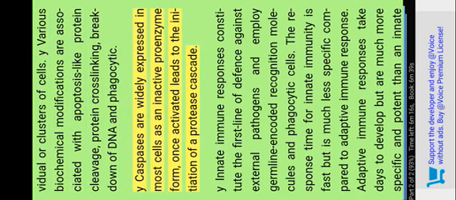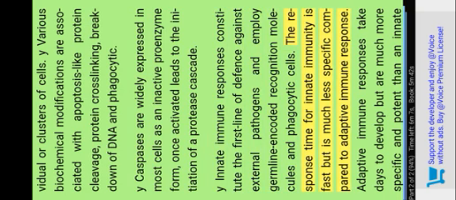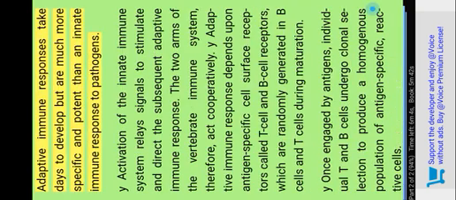Why caspases are widely expressed in most cells as an inactive proenzyme form. Once activated, they lead to the initiation of a protease cascade. Why innate immune responses constitute the first line of defense against external pathogens and employ germline-encoded recognition molecules in phagocytic cells. The response time for innate immunity is fast but much less specific compared to the adaptive immune response. Adaptive immune responses take days to develop but are much more specific and potent than an innate immune response to pathogens. Why activation of the innate immune system relays signals to stimulate and direct the subsequent adaptive immune response.